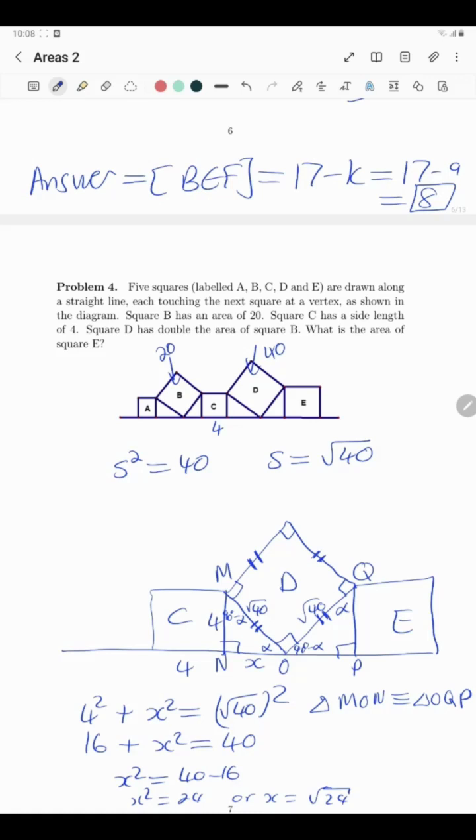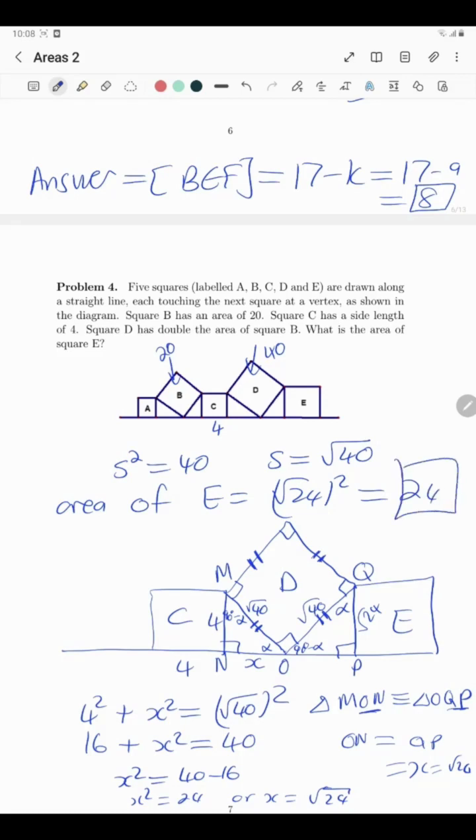So we see that triangle MON is congruent to triangle OQP, which means that the distance from O to N is the same as the distance from Q to P, which we just worked out to be x units, which is root 24. So the distance from P to Q is root 24, and now we can answer the question by saying the area of E is going to be root 24 squared, which is 24, and that is the answer to this Olympiad problem.